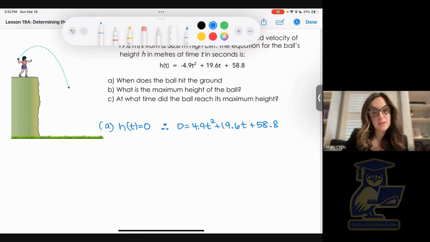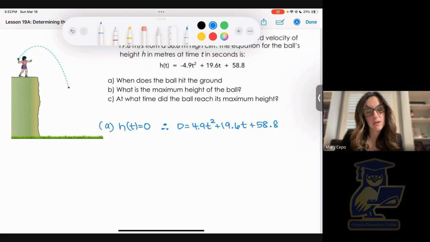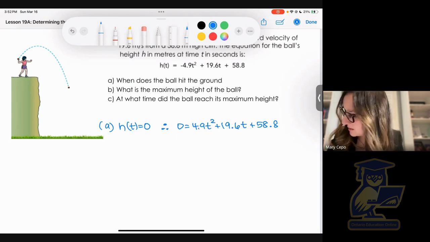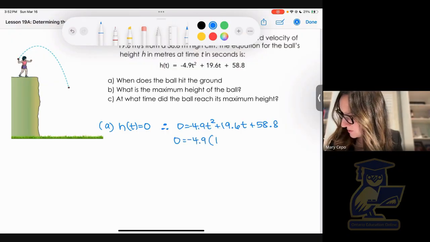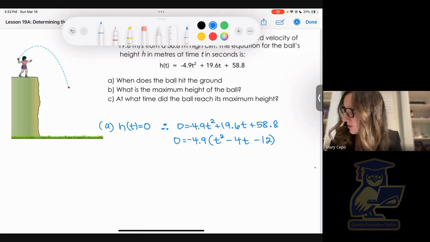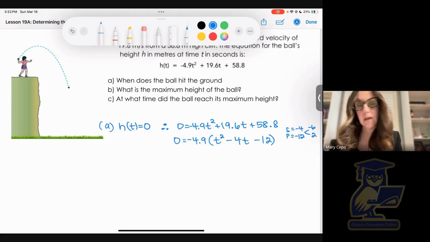Now, in order to figure out when it hits the ground, we need those zeros. Zeros exist, or we can identify them easily, in factored form. So we're going to factor our trinomial. In this case, we can factor out that negative 4.9 from each of our terms, and we're left with t squared minus 4t minus 12. So our sum is negative 4 and our product is negative 12. Thinking of two numbers, negative 6 times 2 is negative 12, and negative 6 plus 2 is negative 4.